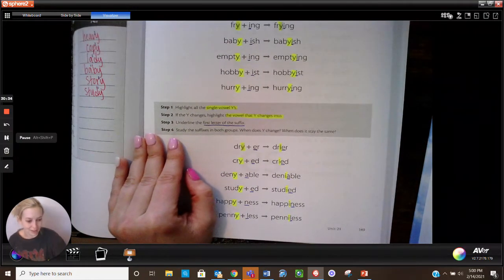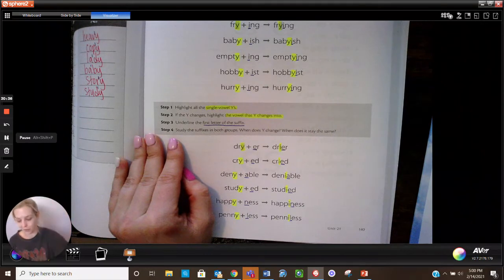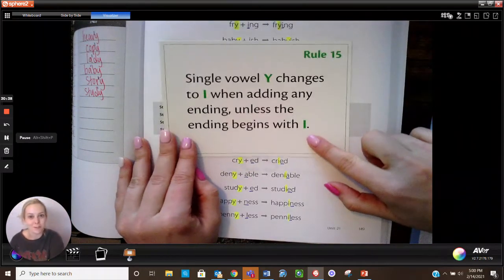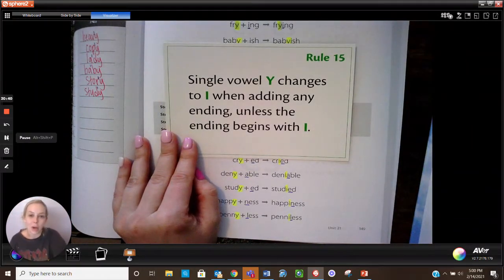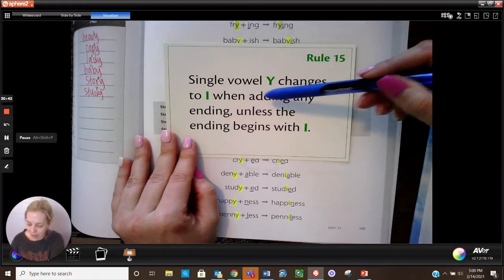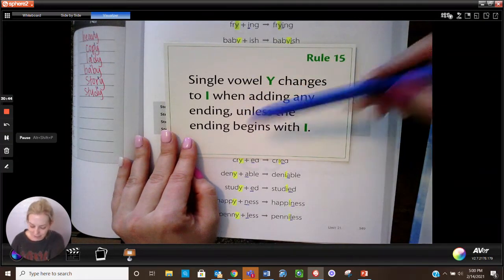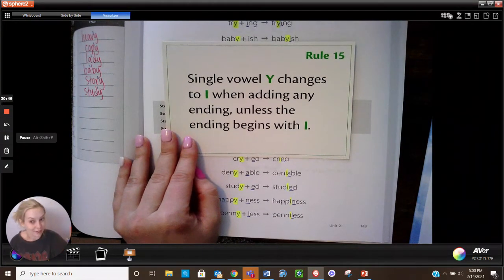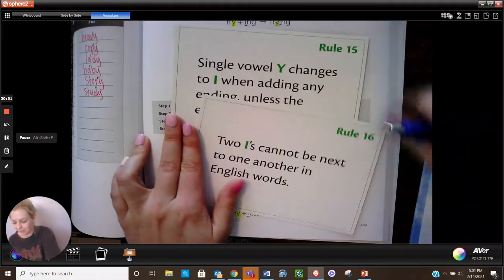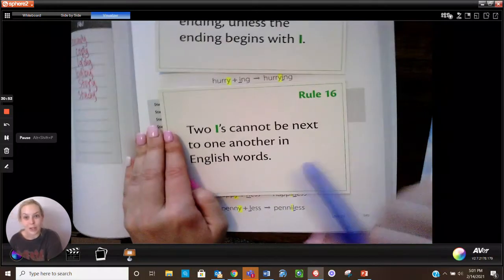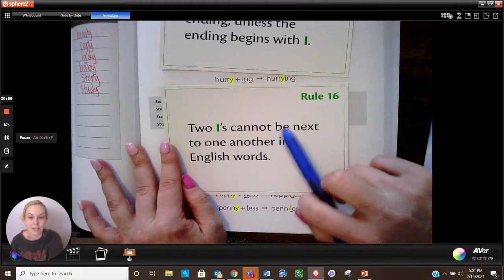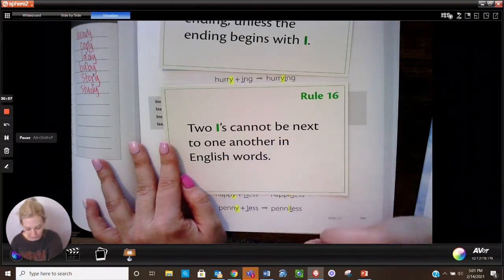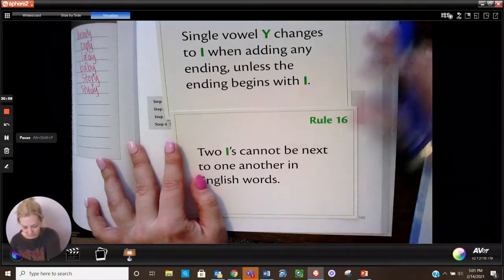Interesting. All right, I have a rule to show you. Rule 15. Single vowel Y changes to I when adding any ending unless the ending begins with I. And I have another one. Two I's cannot be next to one another in English words. Wow.